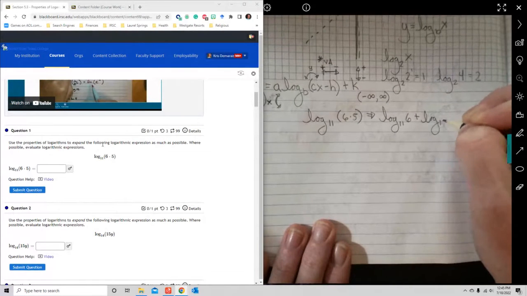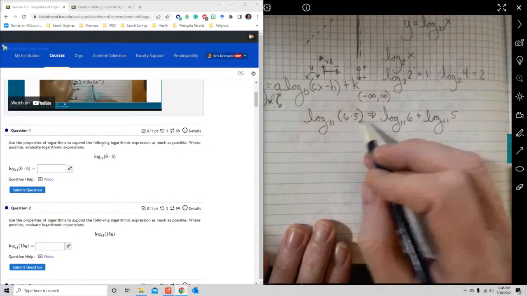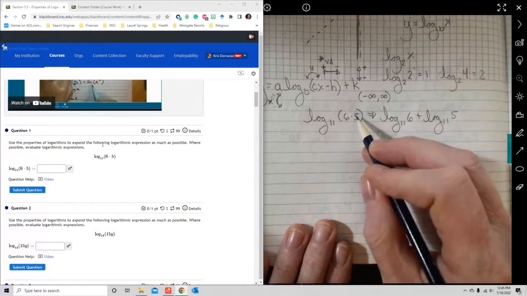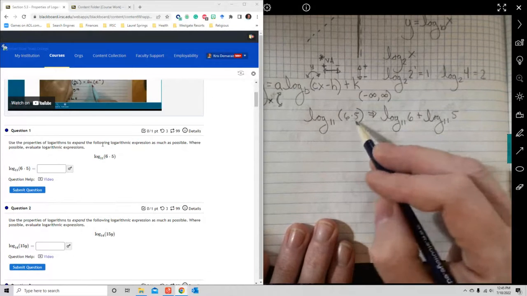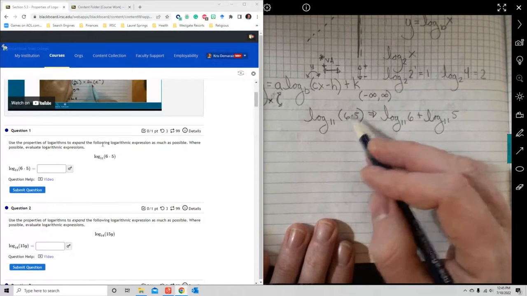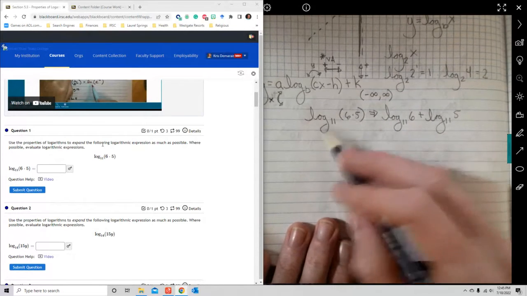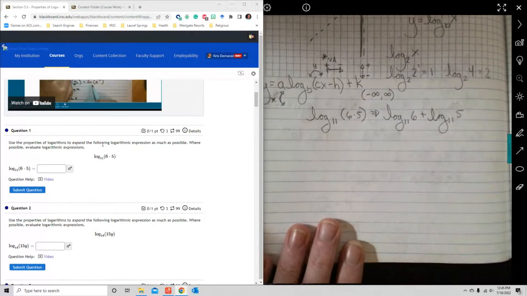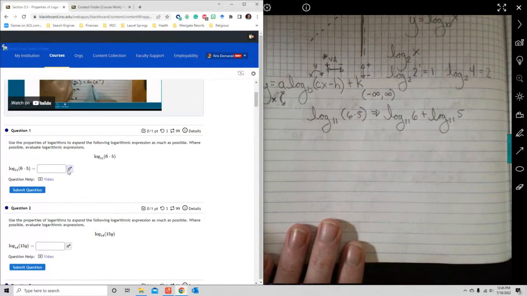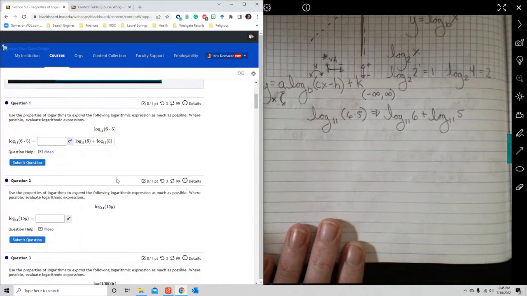And now imagine for just a second this was 30. You can make this become 6 times 5 and then break it up. Imagine if it was 22. You can split it up to 11 and 2 and then do this property and simplify further. In this case, you can't simplify anything further, so you just leave it as such. There's nothing more we can do with it.